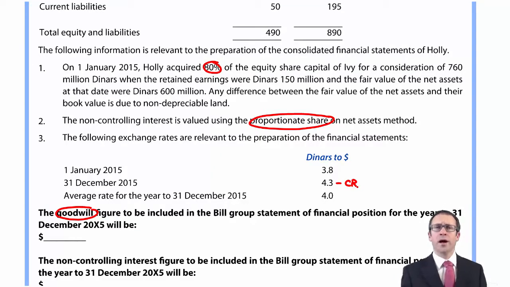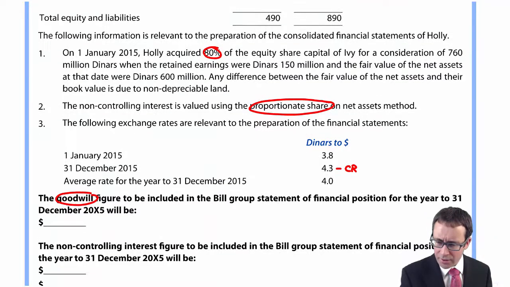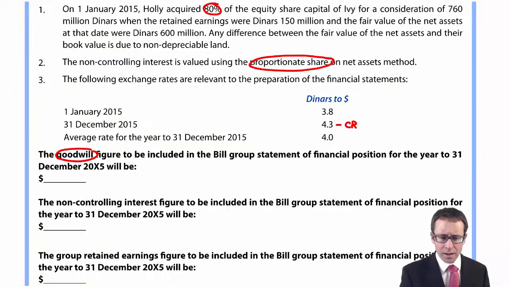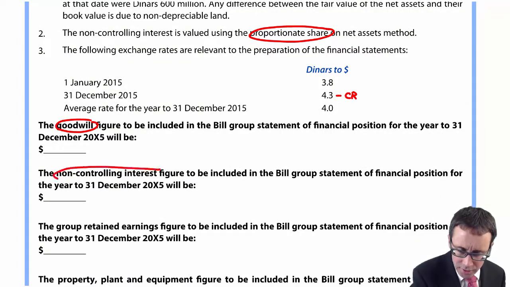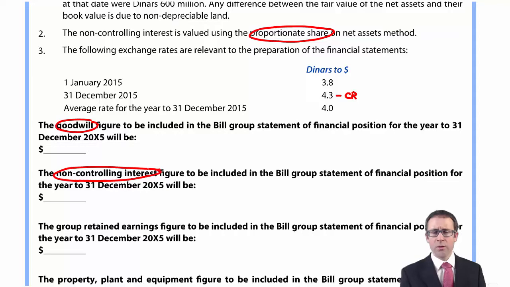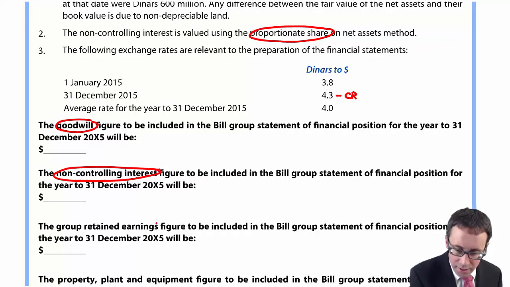So the goodwill, I'll work out in the overseas currency and go through there and translate it at the closing rate. You also have there, is it your non-controlling interest? So I will need a non-controlling interest working to go through there and incorporate into Holly. So again, we'll need to work out in the overseas currency. You also need, is it your group retained earnings?